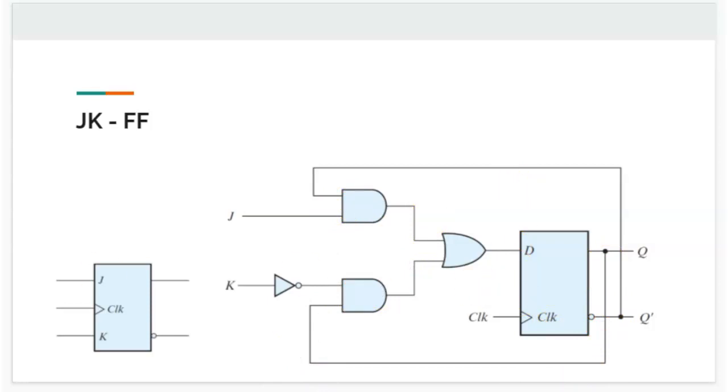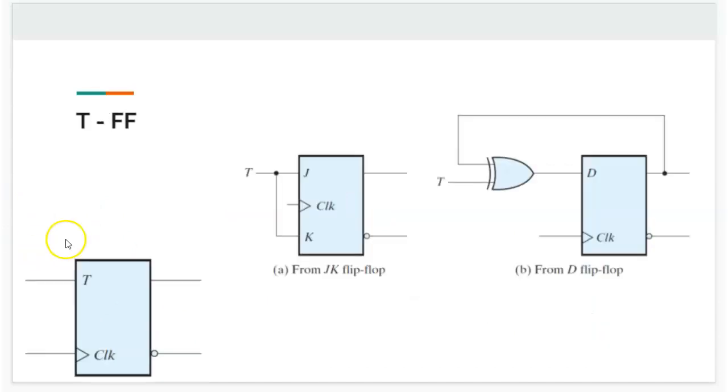Now the graphic symbol of this circuit is given like this. There is a J line, K line, a clock signal, and a bubble here representing the NOT. So this is actually the most used flip-flop. And then we go to the T flip-flop, where the T flip-flop can be constructed from a JK flip-flop or D flip-flop.